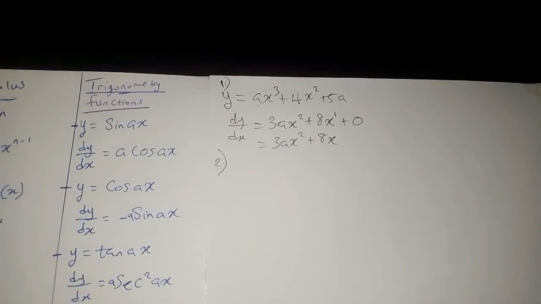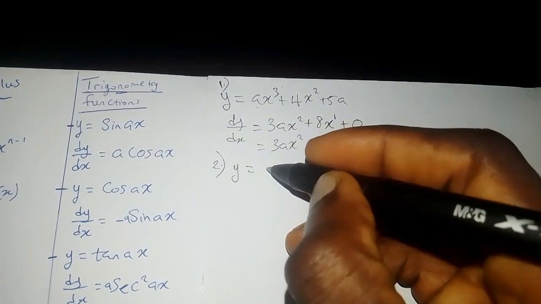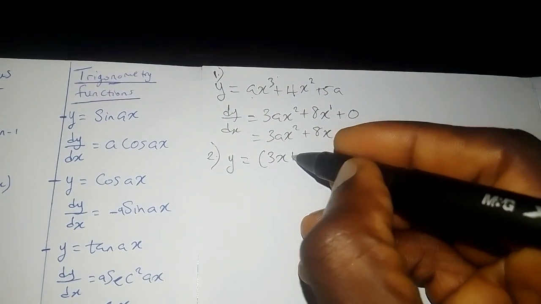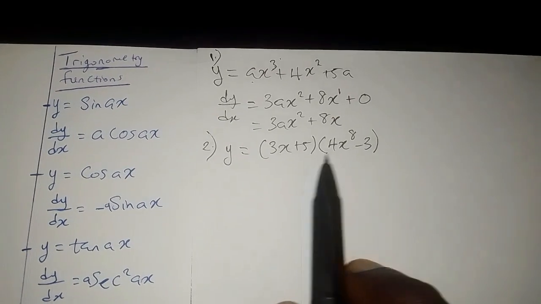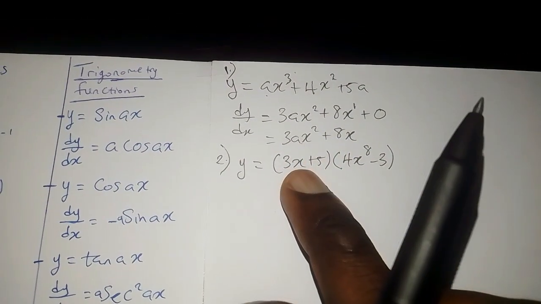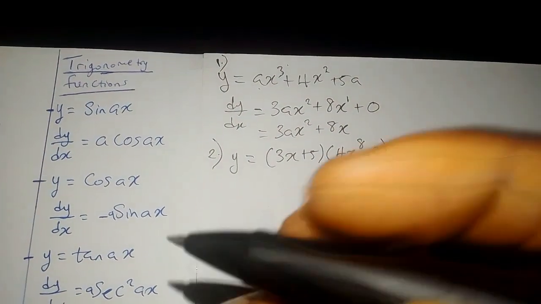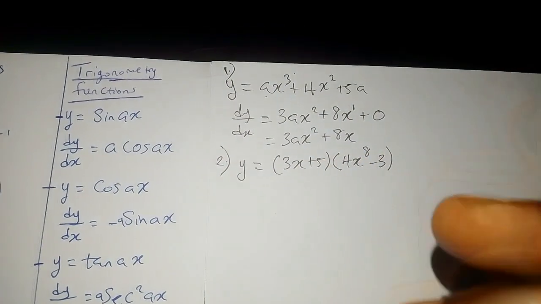The question is y equals to 3x plus 5 multiplied by 4x raised to power 8 minus 3. From here you can either use your product rule, or you expand this bracket, then you use your first principle. So using my product rule, remember that product rule, I can even give you cheats in this product rule.